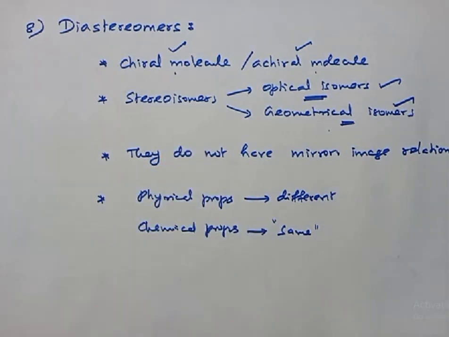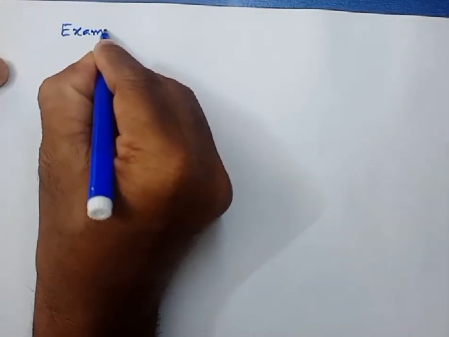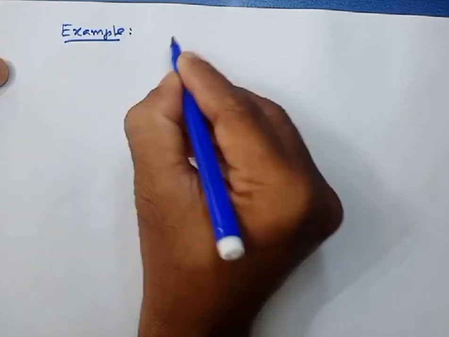Now let me give one example so that you can easily understand what is meant by enantiomers and what is meant by diastereomers. I'll take tartaric acid. Very nice example actually.